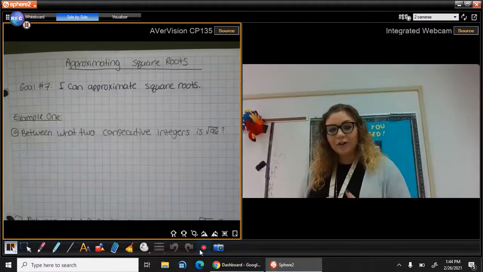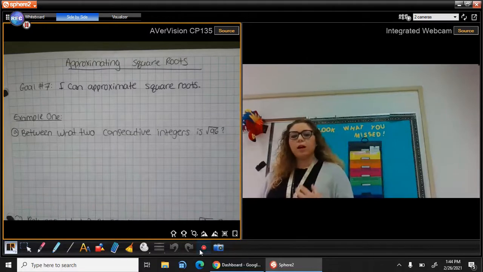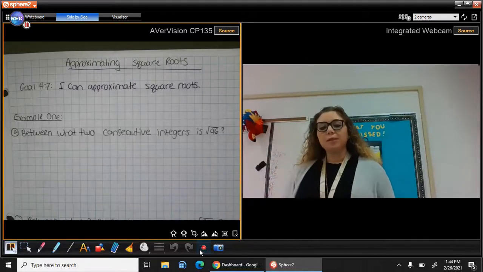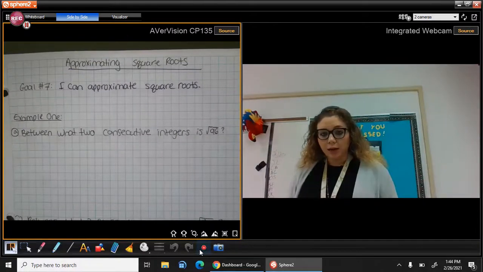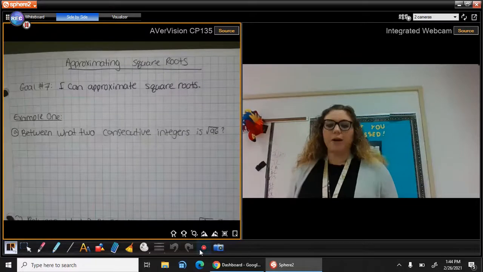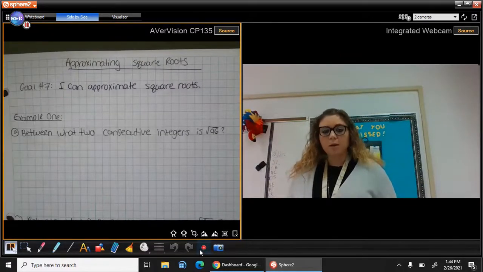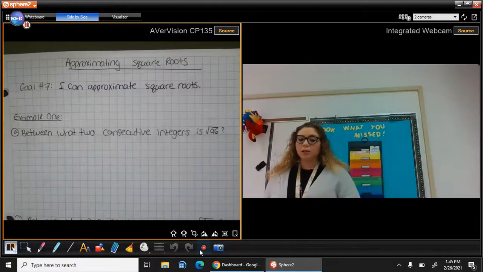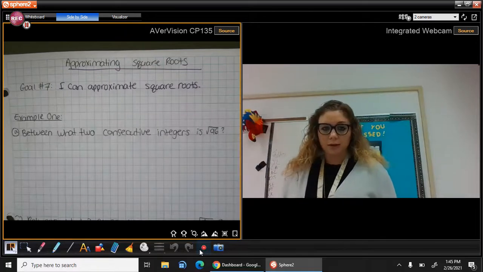Hey guys, okay, so today we're going to talk about approximating square roots. We're going to talk about how to approximate them without having a calculator. So today I do not want you to use the calculator at all. On the EOG, this will be on the inactive part, so it is good if you go ahead and practice now without having a calculator because you will not have it on the EOG. So please do not, you're only cheating yourself if you use it. So don't use a calculator.